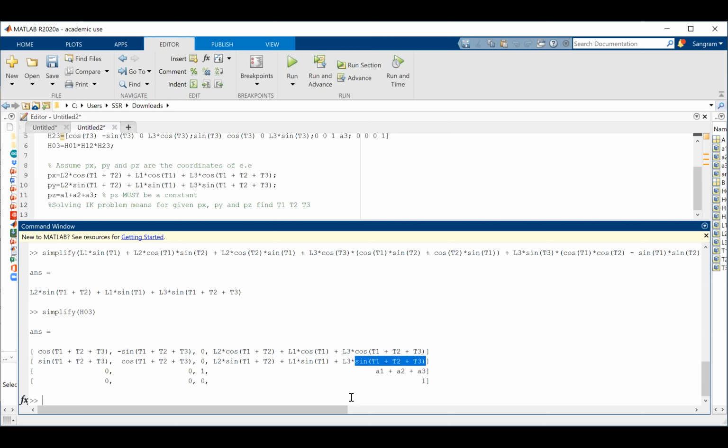And then finally you land up with the equation that is comprising of T1 and T2. And once you have T1 and T2, then you will do the same mathematical jugglery that we did for the robot arm to find the solutions of the problem.